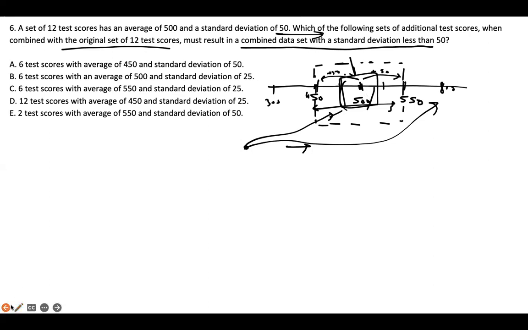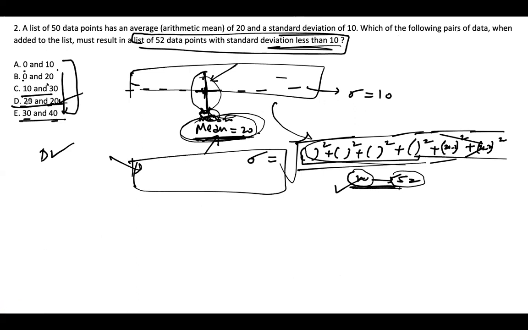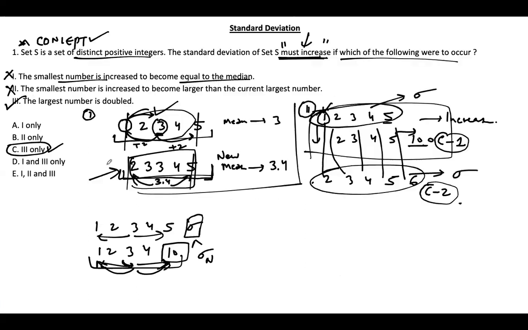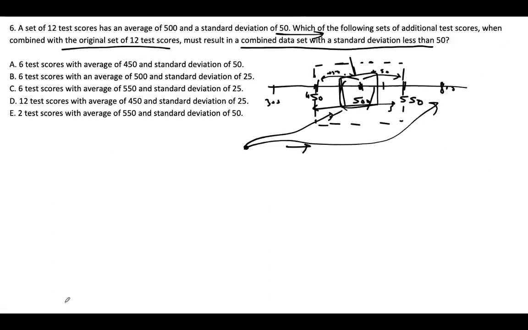In the first question itself, here also we chose the value that was closer to mean. In the first case, as the smallest value got shifted closer to the mean, standard deviation decreased. Same application, in a different way. So what can be the answer choice? What could be the possible answer choice?